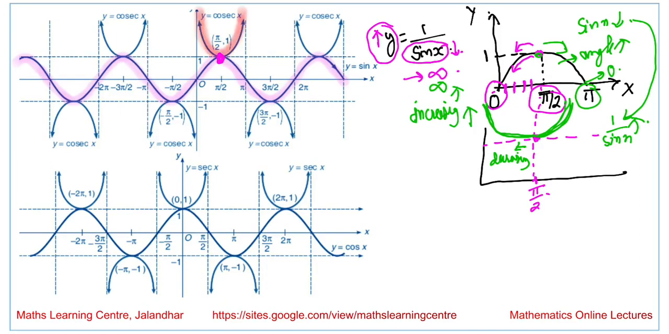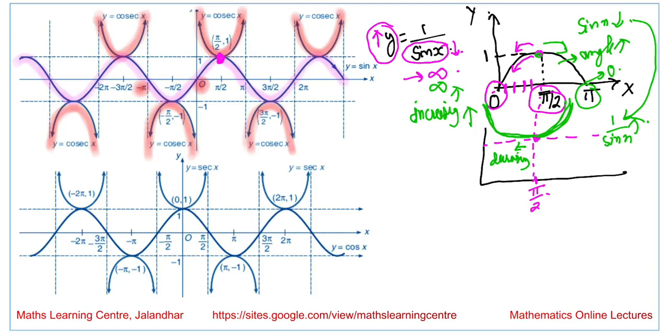Similarly, when we are talking about the region 0 to pi, we obtain the graph of cosecant x in this form. Next, in the next region, it is in this form. Next, it is in this form. These graphs that we are showing in red are the graph for the function y is equal to cosecant of x.